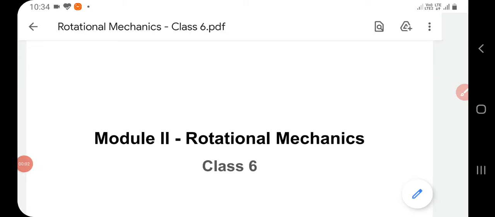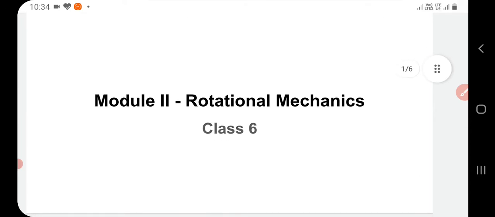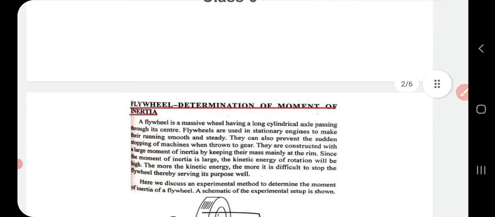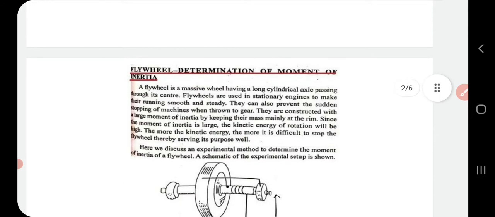Good morning. Now, this is our last class on the topic rotational mechanics. Today, we are going to learn about the flywheel. This experiment you will do in your lab, so it will be more clear when you do the experiment. Now, we are going to learn about its theory, that is just the derivation or how to determine the moment of inertia of a flywheel.